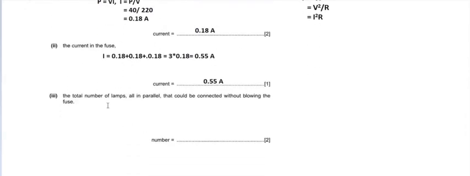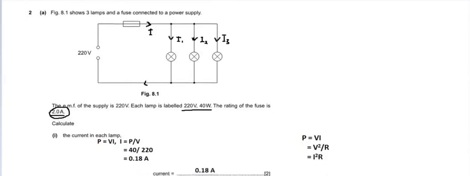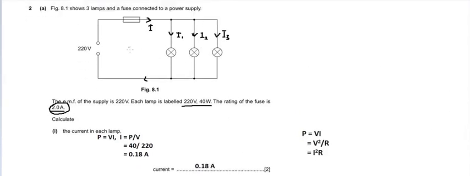Now, the total number of lamps, all in parallel, that could be connected without blowing the fuse. We know that only one fuse is there, and the rating of the fuse is given. This rating is very important in this case. It is 2 ampere, and 3 lamps are connected. Each lamp is drawing a current of 0.18 ampere, and the rating of the fuse is 2. So how many lamps can be connected? That means how much current load it can bear.